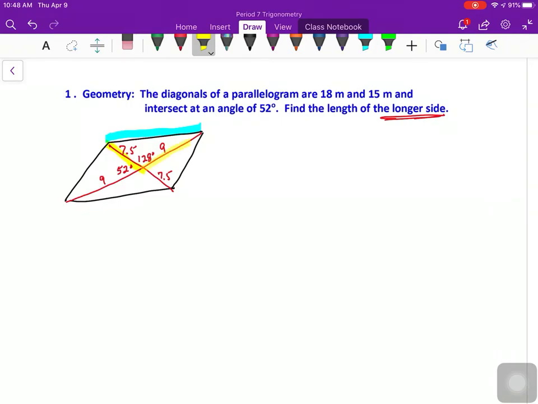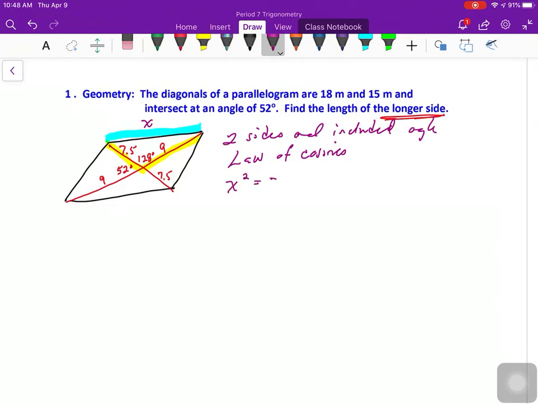And then they ask us to find the length of the longer side. Now that's an important distinction there because the longer side is going to be the one that's across from that obtuse angle. So I'm actually going to be using that top triangle right here. And since we have two sides and an included angle, two sides and an included angle means we're going to use law of cosines. So it's law of cosines.